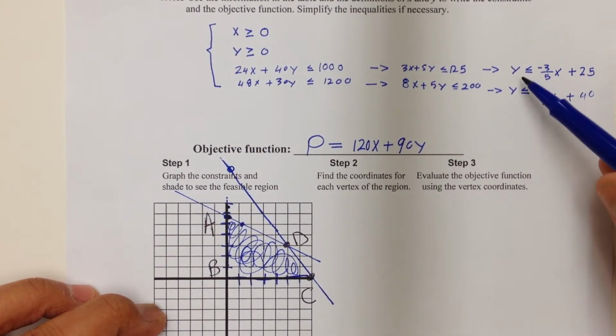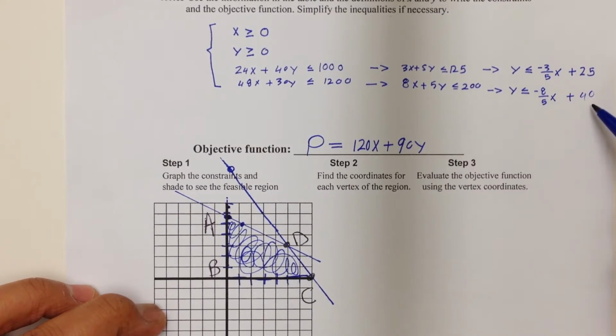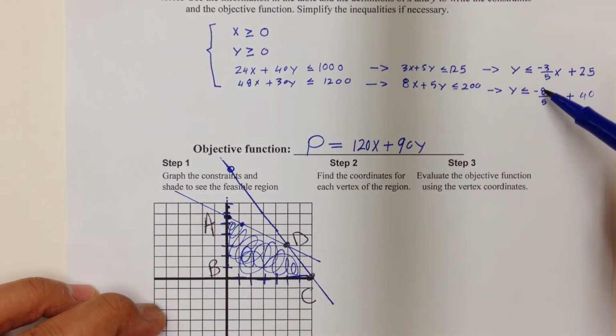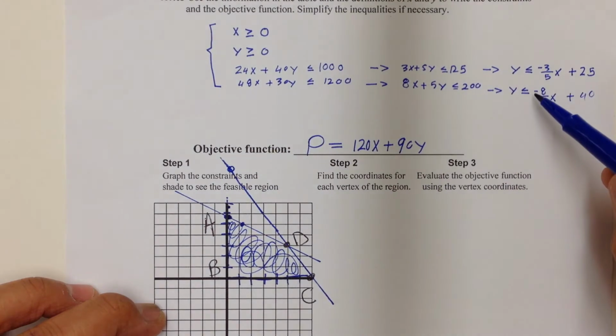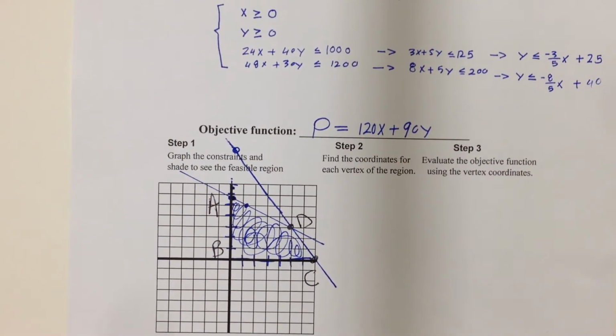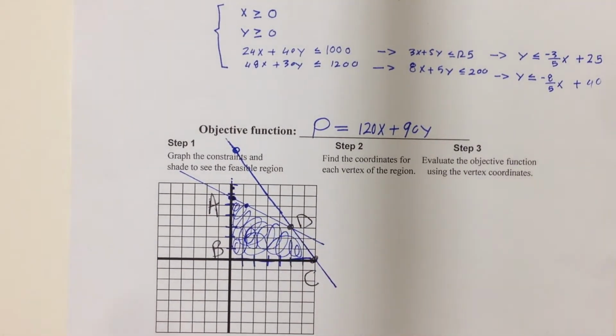On the other hand, for the last inequality, I am constructing a line with a y-intercept at 40. So 40 is going to be up there. The slope is -8/5, so it's going to look something like that, and this line is also going to be shaded below. All the shaded regions are going to overlap in this area, and I call that my feasible region.